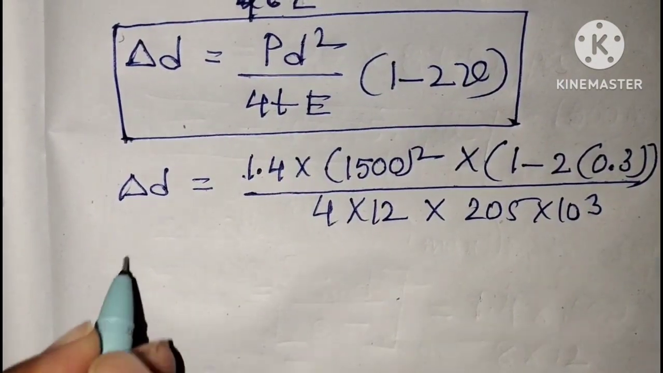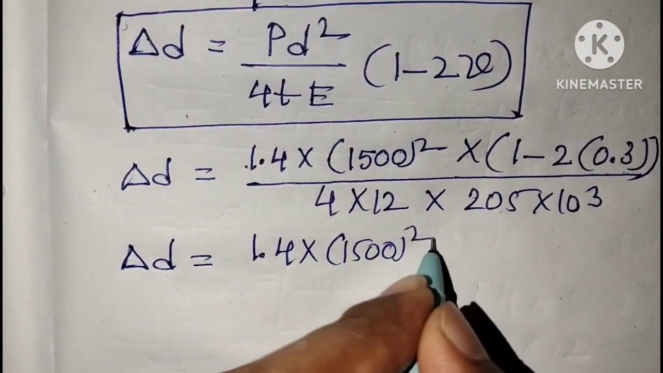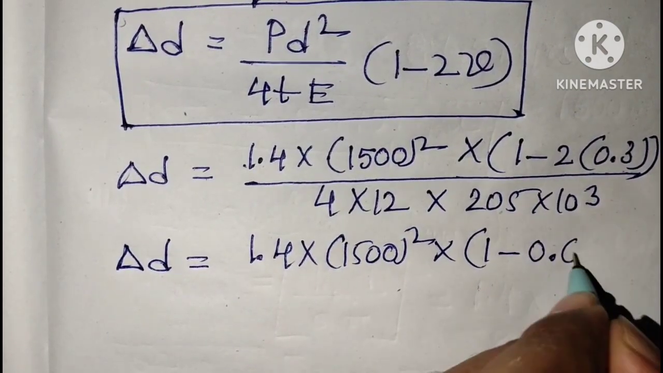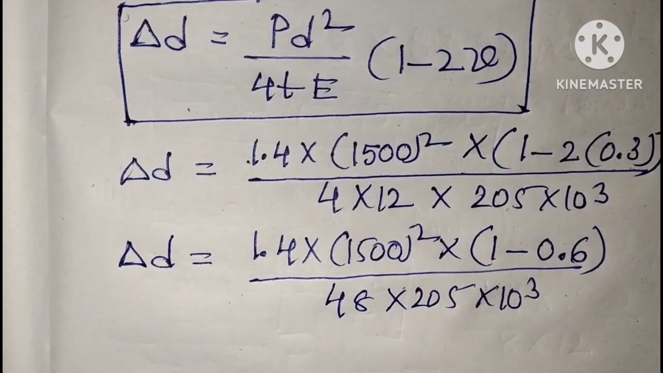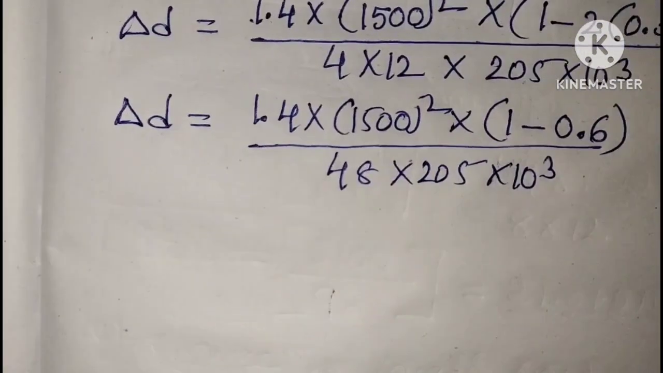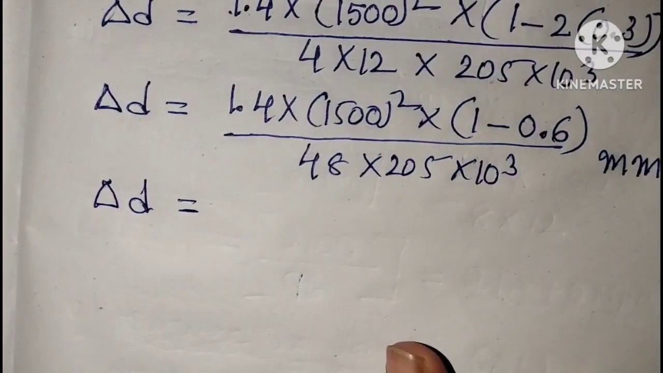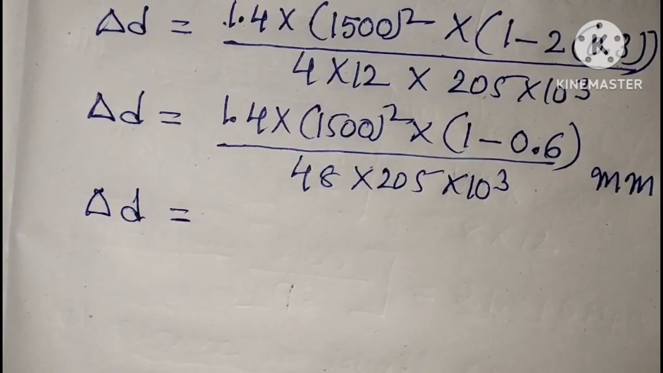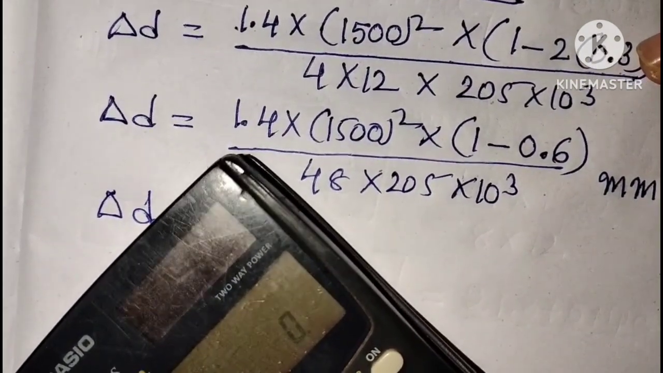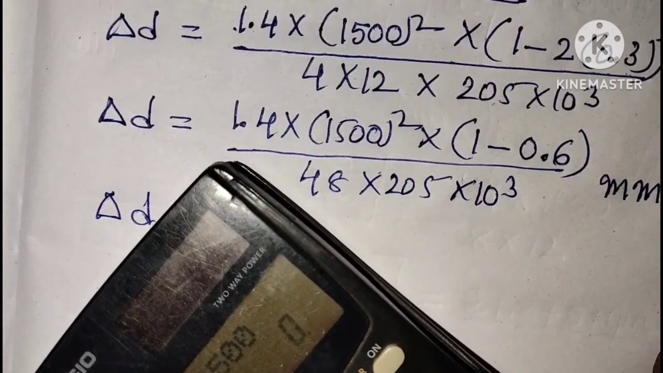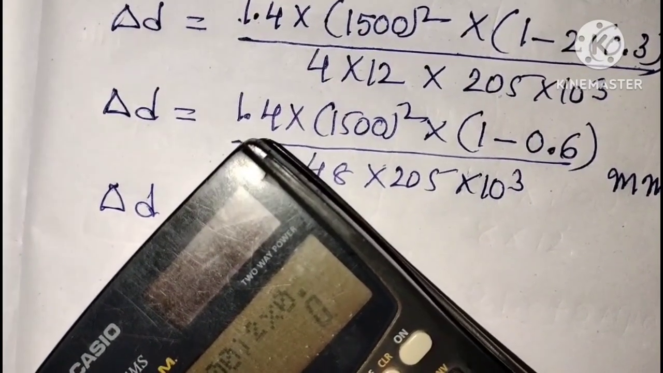Okay, so delta D is equal to 1.4 into 1500 whole square into 1 minus 2 into 0.3, 0.6, by 4 12s are 48 into 205 into 10 cube. Okay, now let's calculate the value as usual. First of all, let us find value of numerator and afterwards denominator. Anyhow, your units is mm. Change in diameter units are mm. Okay? So let us find the value. So numerator 1.4 into 1500 whole square into 1 minus 0.6, 0.4.